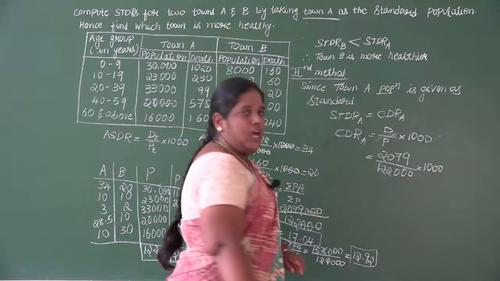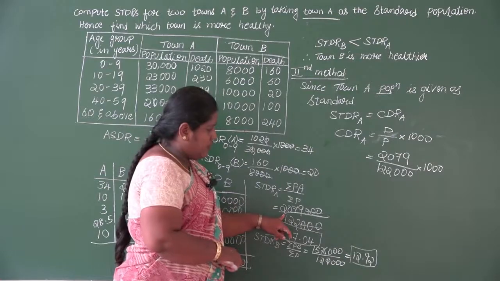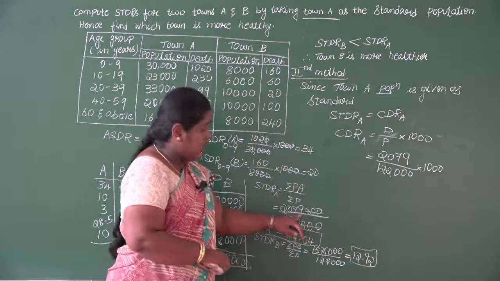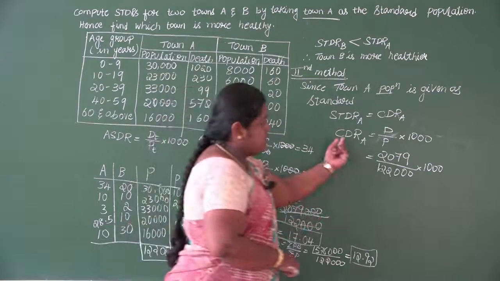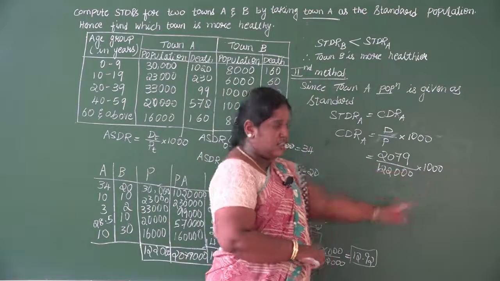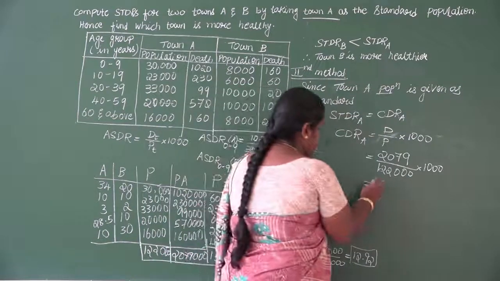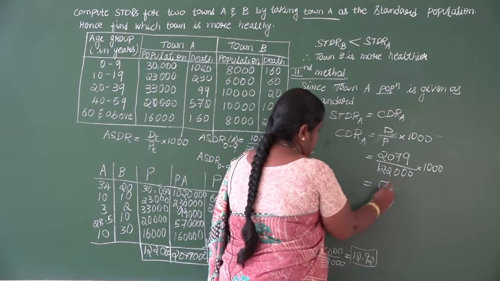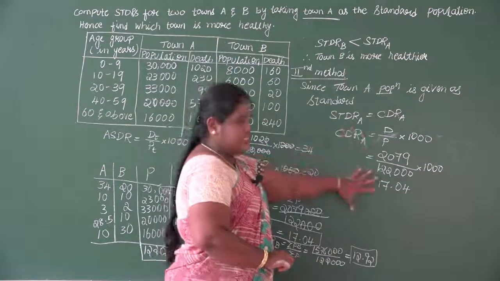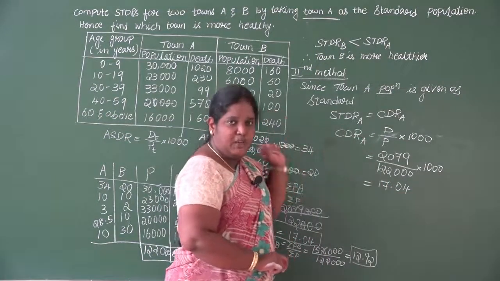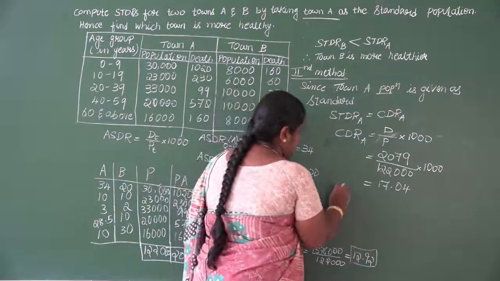So if you check the standardized death rate of town A, that was the same thing. We had got 2079 itself. The extra part was the thousands. But here in the CDR formula, we have 1000. So both the answers are same. So you can calculate this. Your time will be saved. So we'll get it as 17.04. So only CDR will be calculated for which population is standard. The other thing is similar to the previous method.